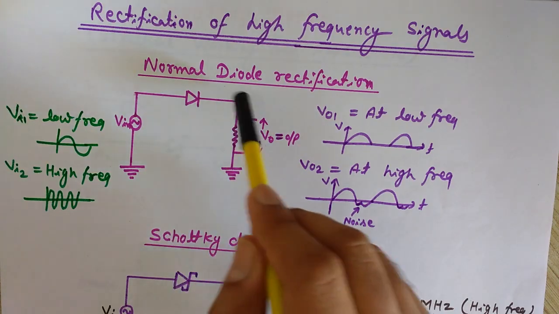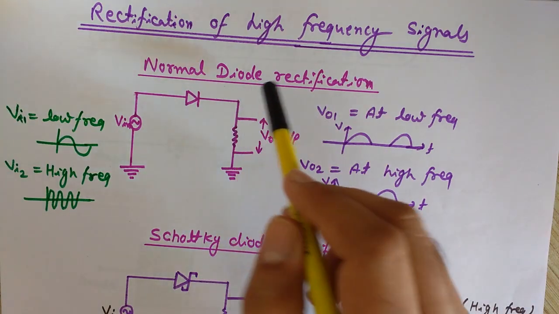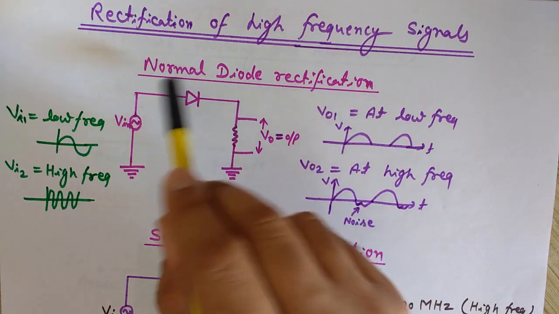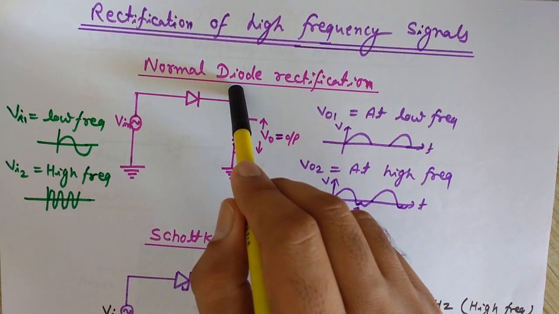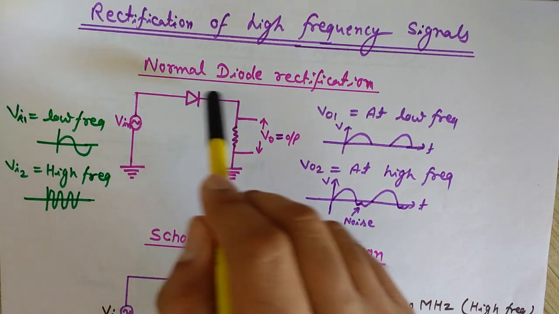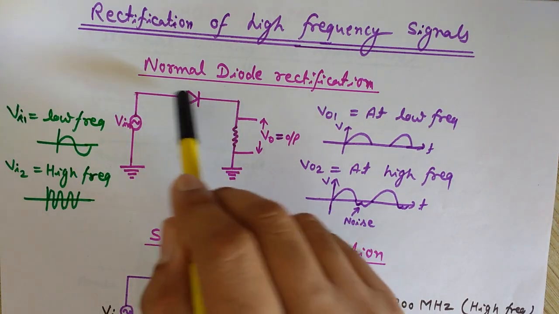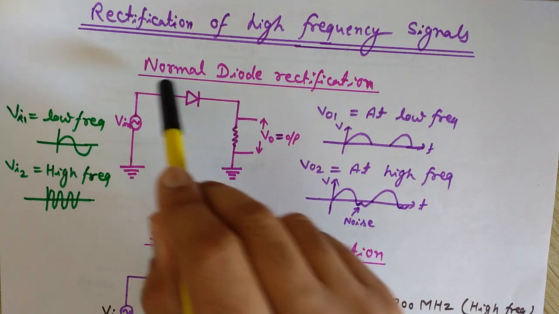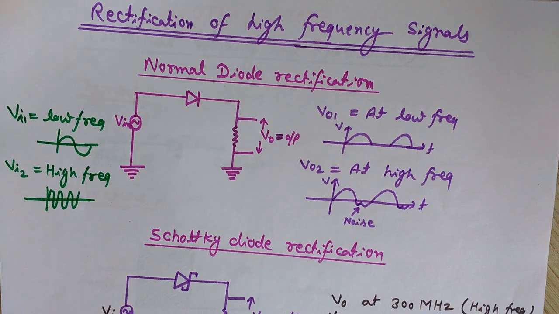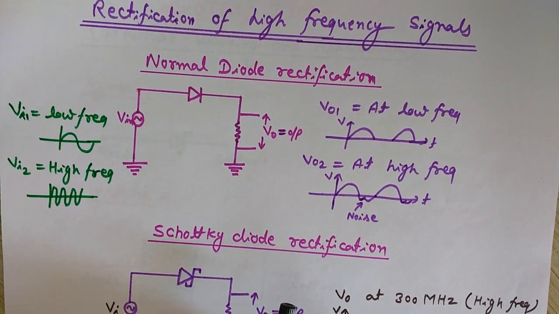But for the other half part, it will have changed polarities, and this part will become positive and this will become negative. The direction of current will change, so it will not allow the current to flow in the reverse direction, so this negative part will be clipped. This is the thing that we already know in case of rectification by using normal diodes.